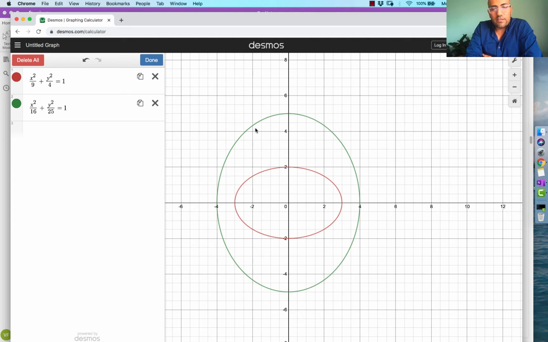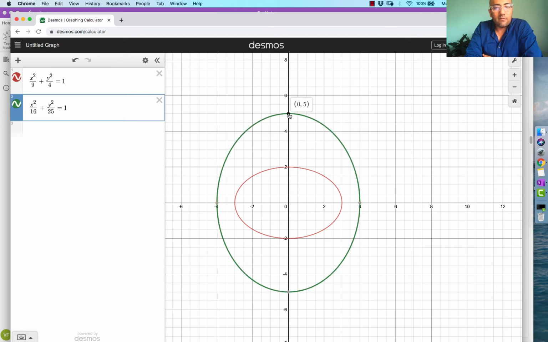Right, so now this oval looking thing in green is this equation, and now the y-axis is associated with +5 and -5, and the x-axis is associated with -4 and +4. Good, so that's associated with this constant in the denominator.